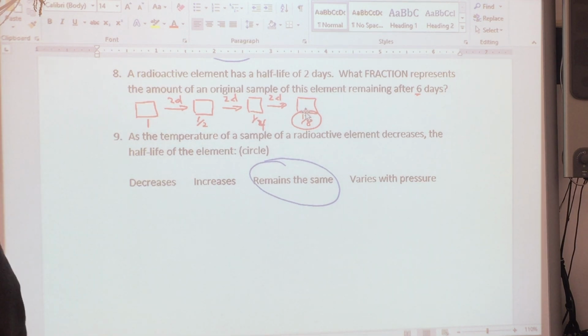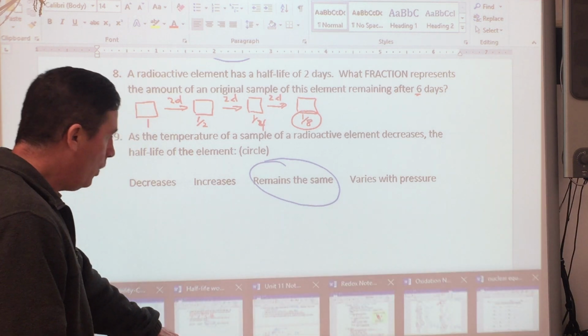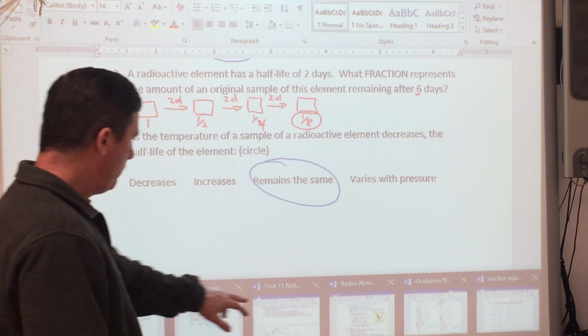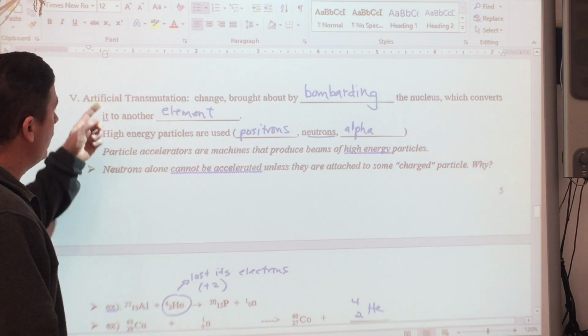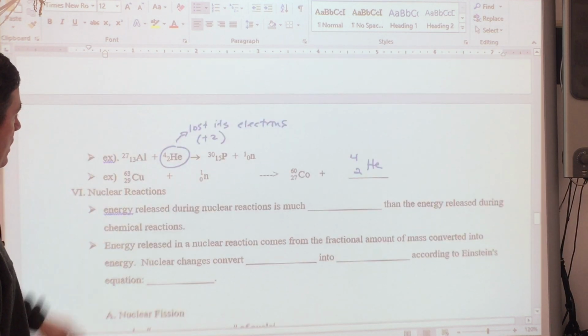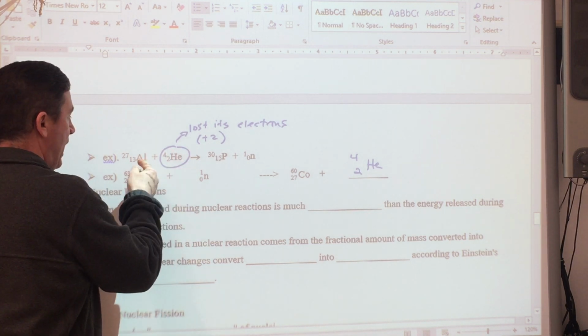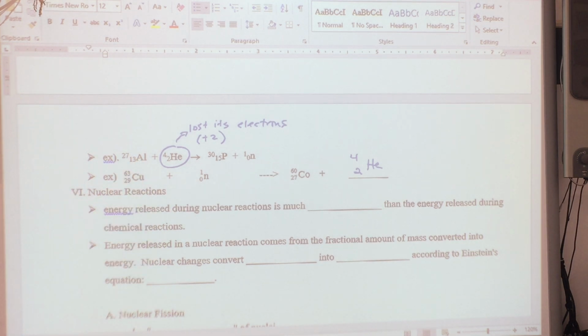Okay? All right, let me describe for you then, right now, because yesterday we went through artificial transmutation. So essentially we're taking charged atoms and blasting them up against atoms and through atoms that are not radioactive potentially. Okay, how does that work?